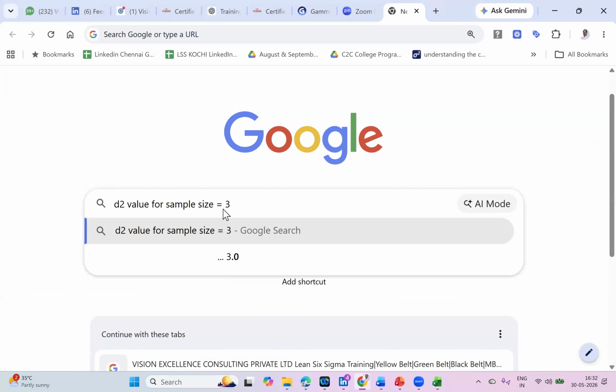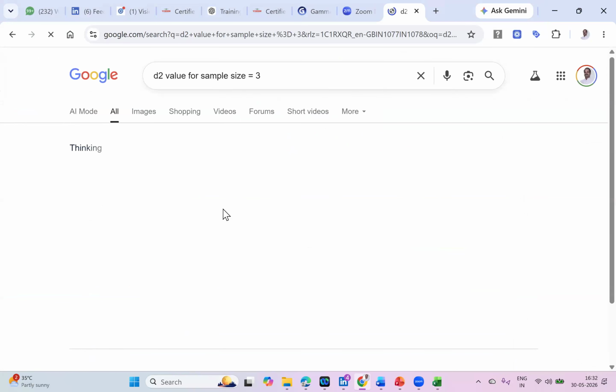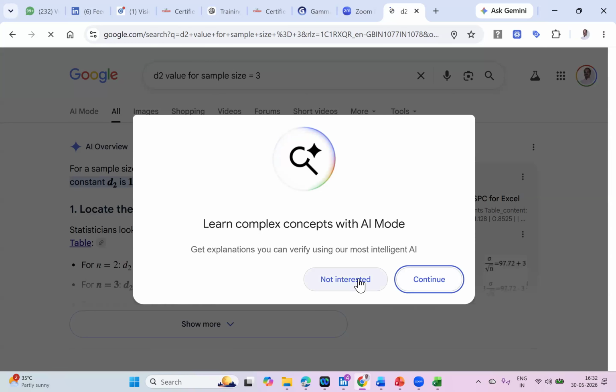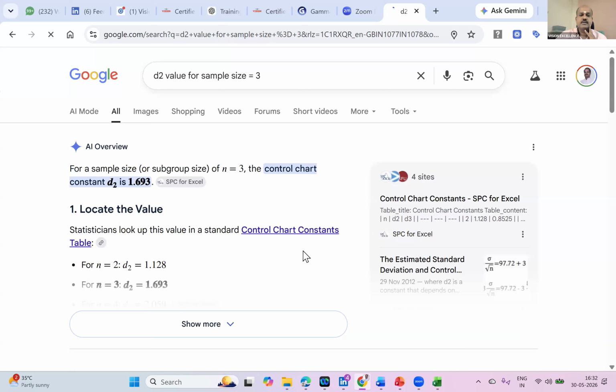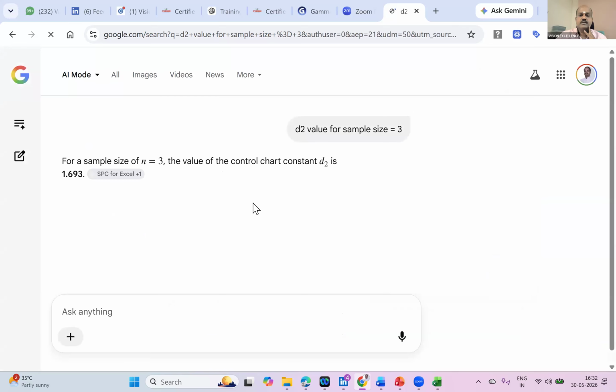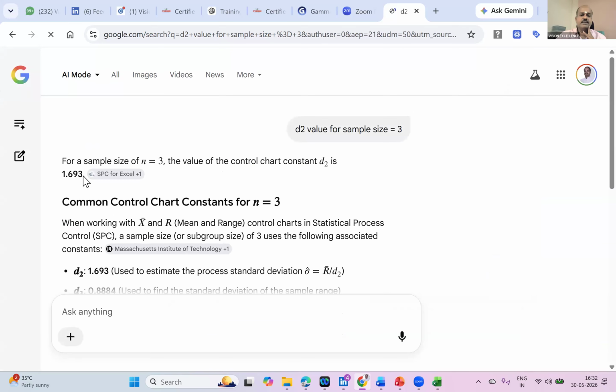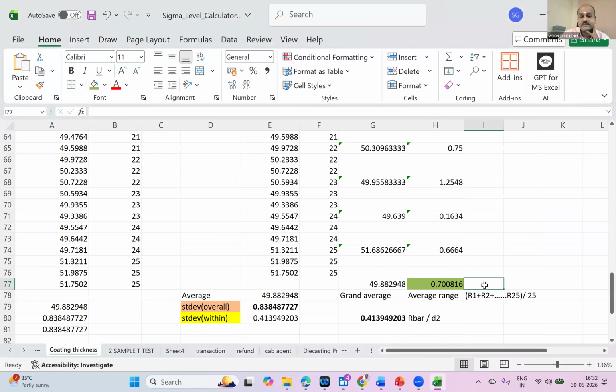Am I right? The table is readily available. The table is already available, sir. Yeah, that is available. Even Google can tell. See here, Google also gave the same correct answer, 1.693. So all I need to do is divide this value of R bar by 1.693. Now how much is it coming?